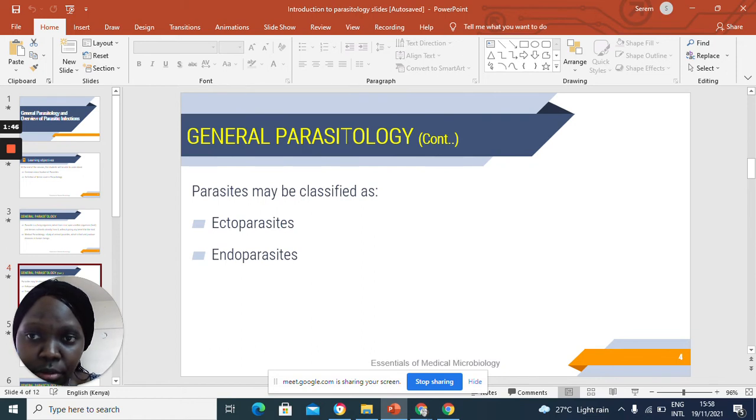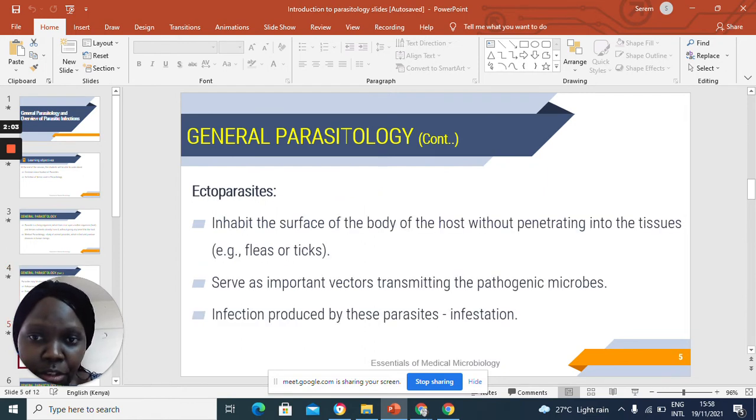So let's move on to the general classification of parasites. There are several methods that parasites can be defined with. So we begin with ecto and endoparasites. Ectoparasites are parasites that inhabit the surface of the body of a host without penetrating into tissues. We mean the fleas, the ticks, the sandflies.